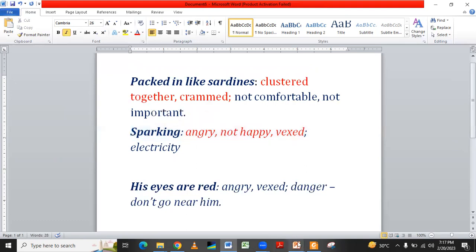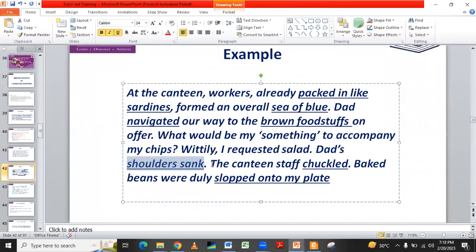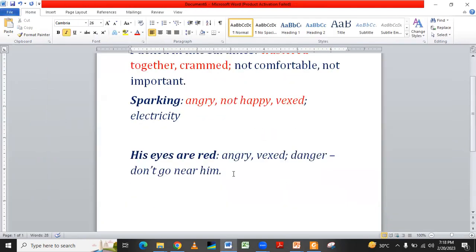Okay, let's pick another one from here. Sea of blue. Okay, let me try with this. Shoulders sank. Say my dad's shoulders sank. What does that mean? When you say somebody's shoulders sank, what does it mean? They came down. It's an idiom anyway. It simply means they are disappointed.